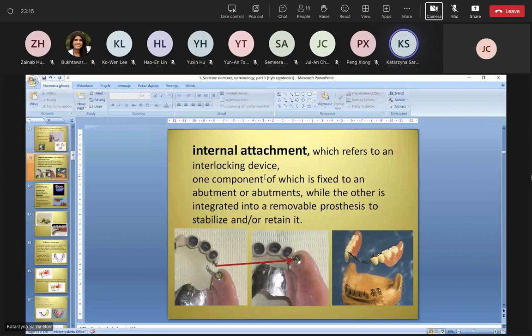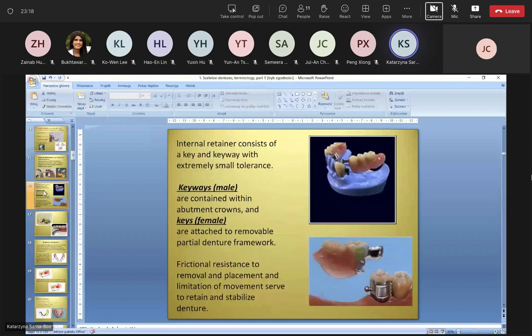So internal retainer consists of a key and keyway with extremely small tolerance. And keyways, male, are contained within abutment crowns. So here, this is the male one, keyways. And keys, female, are attached to removable partial denture framework. Frictional resistance to removal and placement and limitation of movement serve to retain and stabilize the denture.